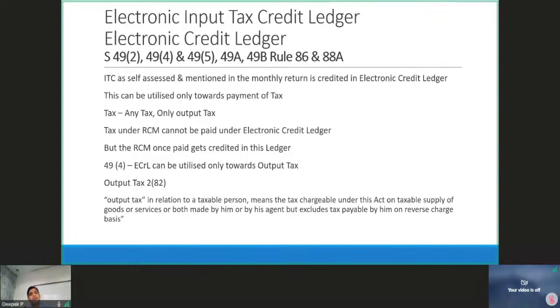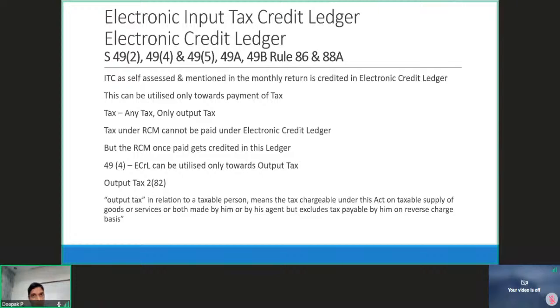Once you mention your monthly return as a credit available and file the return, that amount appears as a credit in your electronic credit ledger. It is on a self-assessed basis. Once you mention details in your GSTR 3B, that amount forms part of your electronic credit ledger. This can be utilized only towards payment of tax. Electronic credit ledger can be used for payment of only tax.